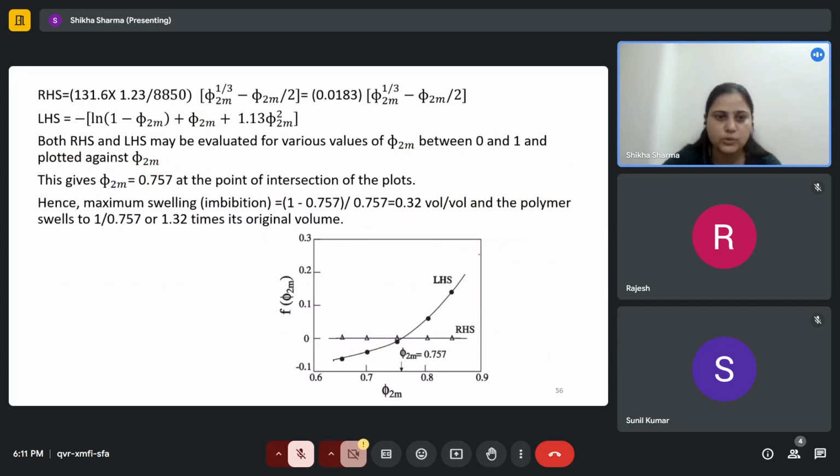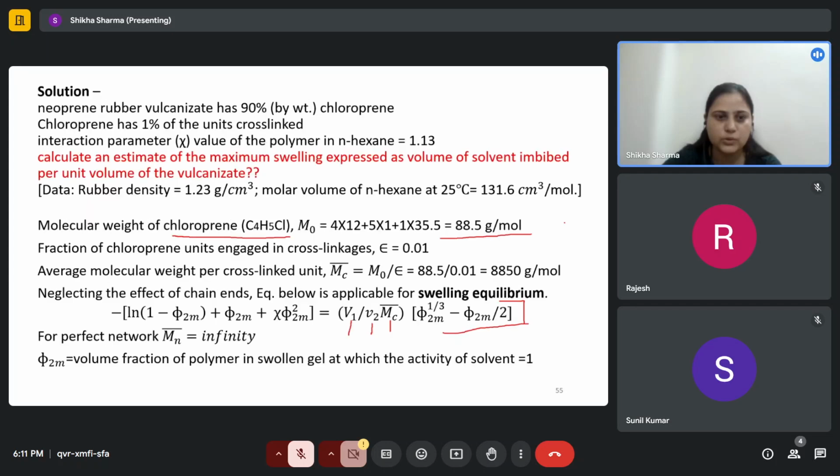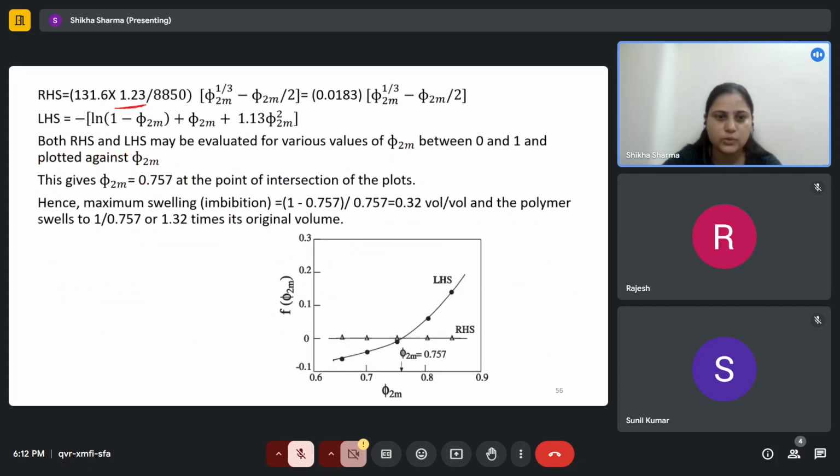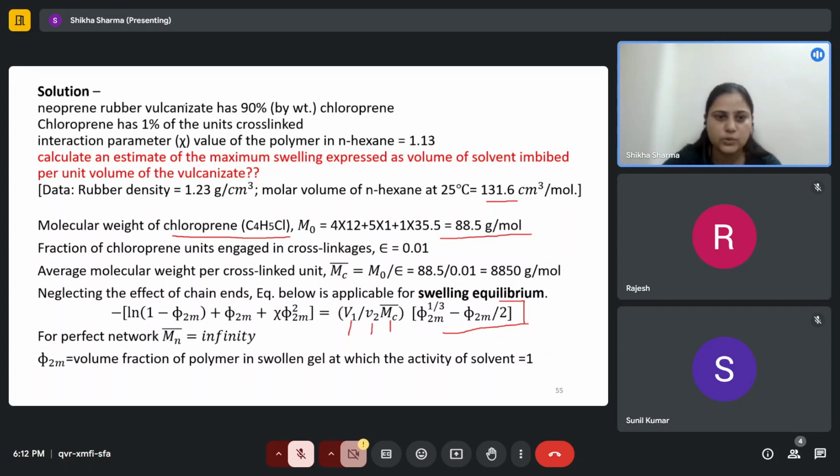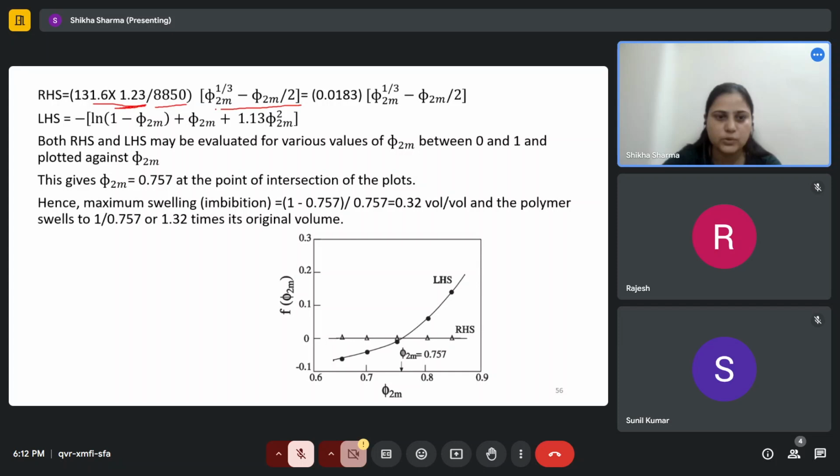We already have the molar volume of n-hexane in the data, which is 131.6. Multiply by 1.23, which is the density of the rubber, because in the RHS it is V1, the molar volume of the solvent, 131.6, divided by the volume of the polymer. So we have density, 1 upon 1.23, and then 1.23 divided by the Mc bar value, which is the average molecular weight per cross-linked unit, then multiply by phi 2m to the power 1 by 3 minus phi 2m by 2, which is the same as per the Flory-Renner formula.